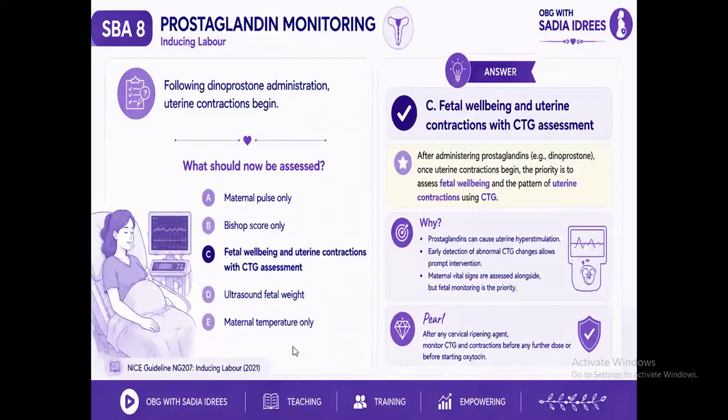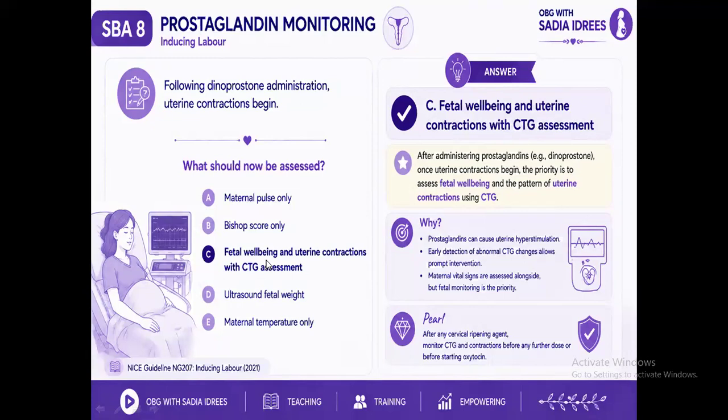Okay. So now the next question connects beautifully with question 4. Following dinoprostone administration, uterine contractions begin. What should now be assessed? A, maternal pulse only. B, Bishop score only. C, fetal well-being and uterine contraction with CTG assessment. D, ultrasound fetal weight. And E, maternal temperature only. The correct answer is to assess the fetal well-being and uterine contractions with CTG assessment.